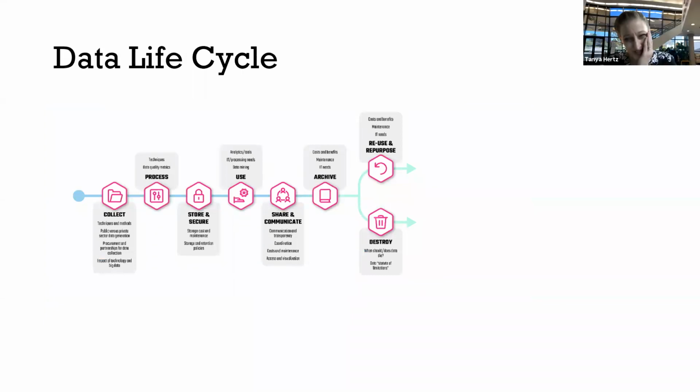Can I interrupt for a question? Yeah, please. I'm just wondering, do you have any recommendations about automated systems that you can use to make this a less manual process? Because I know for me, I've never been able to get to anything even remotely automated.